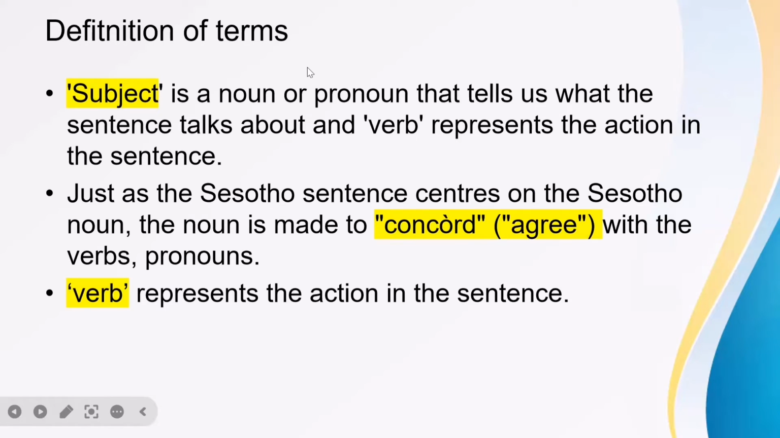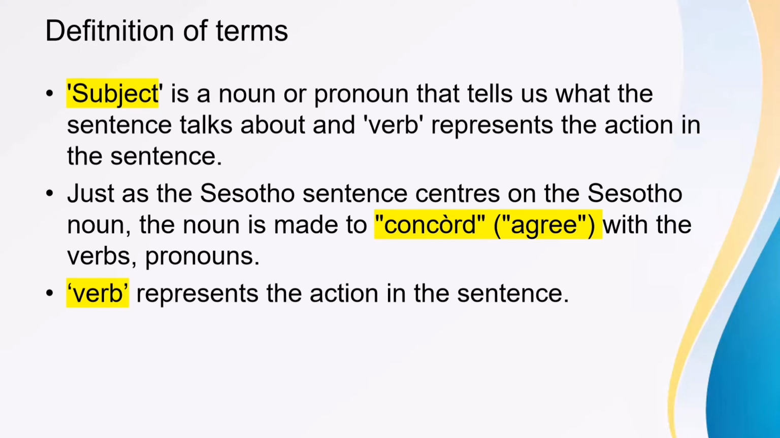So again, just going over the definitions of the terms, because it is very important that you understand what these terms mean. Then when you go through the list of the concords, and also the list of the vocabulary words that you have, it will be easier for you to differentiate which is what, and to know when to place what word as a verb, what word as a noun, or what word as a subject. So the subject is a noun. It could also be a pronoun that tells us what the sentence talks about. And the verb represents the action in the sentence.